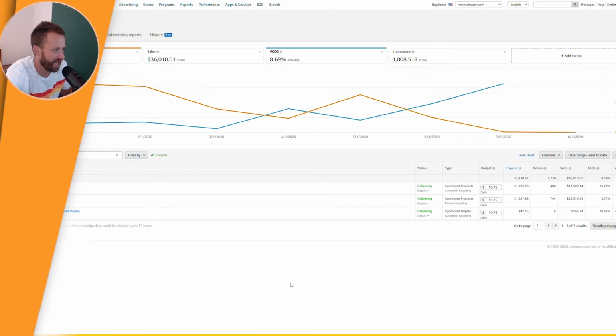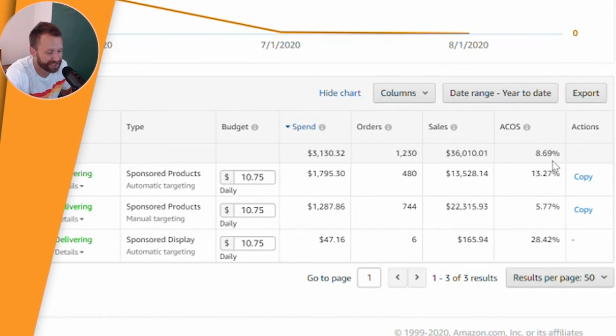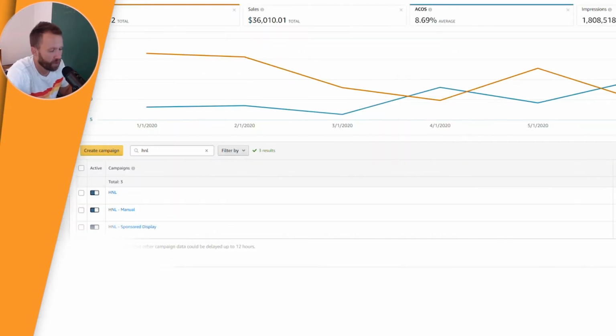Okay, here we are looking at one of our product lines. H&L stands for Harness Lead. I'll get into that in a second. But look at this, 8.69% ACOS. That is pretty damn good. But what if I told you that doesn't really tell me any information of what this is actually doing for me? So right here, this is how most people start off.